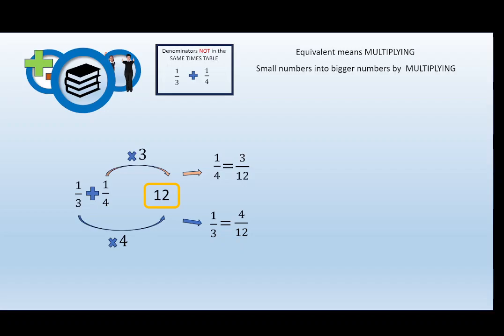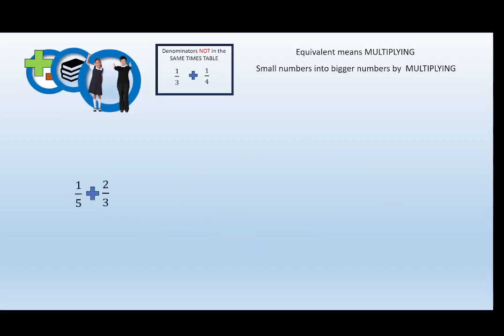Now can you see what we've done? If I rewrite my sum now, instead of writing a third, I write 4/12, and then I add, instead of writing a quarter, 3/12, and we've made the denominators the same. So we add the numerators. That's all we need to do. That was easy, wasn't it?